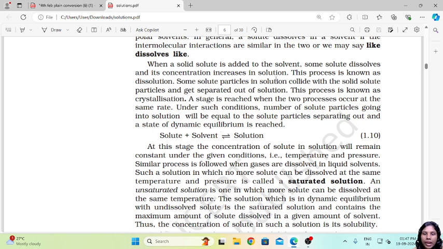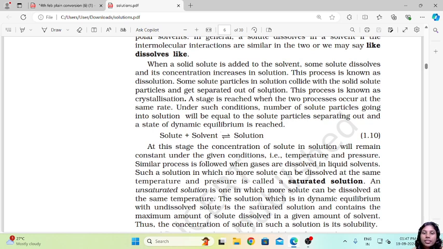Now some solute particles in the solution collide with the solid solute particles and get separated out of the solution. This process is known as crystallization. So solute particles collide with one another, and then they tend to separate out, and those separated out we get in the form of crystals. This process is known as crystallization.